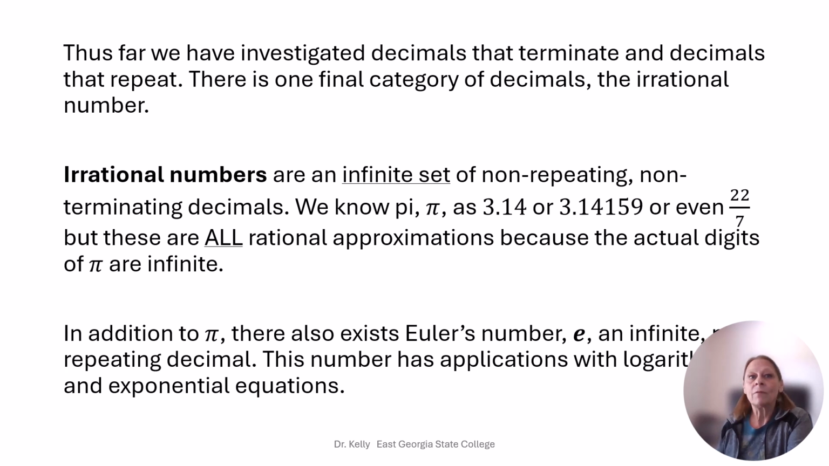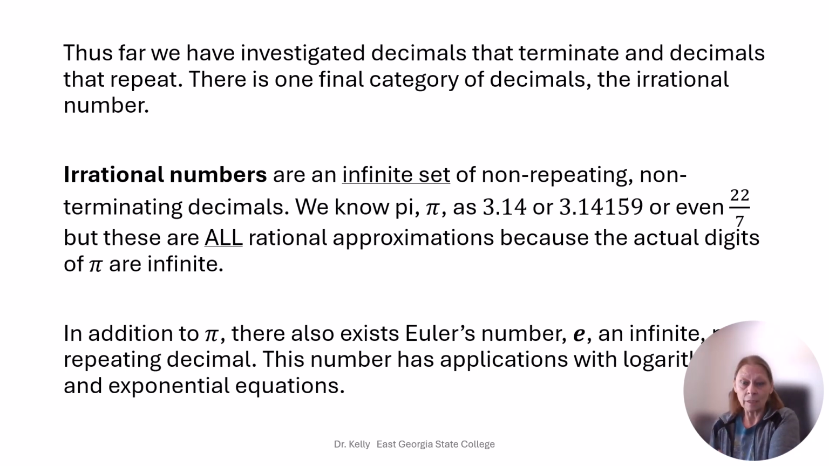Okay, thus far we've investigated decimals that terminate and decimals that repeat, but there is one final category, and that is a category of decimals that neither repeat nor terminate, and they're called irrational numbers. It's an infinite set, and there's a very, very famous irrational number that you're super familiar with and you've known since you were a child, and that's pi.